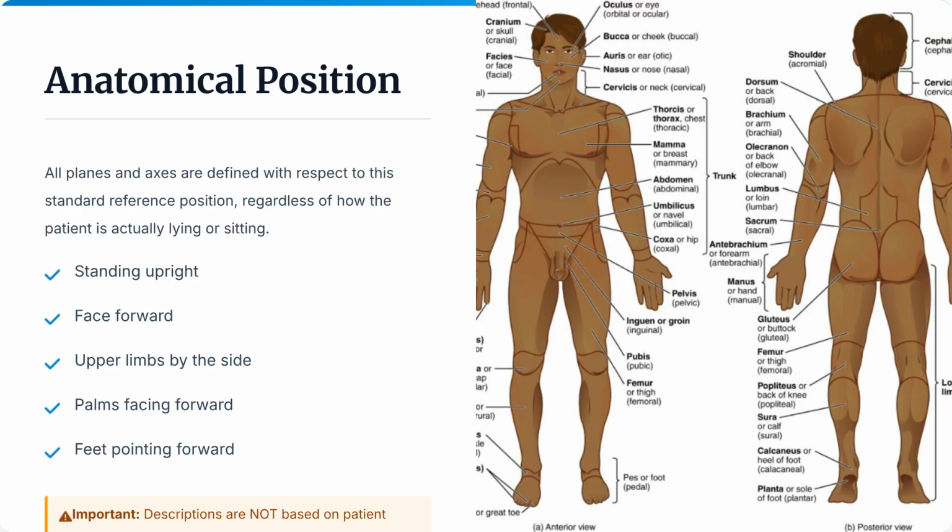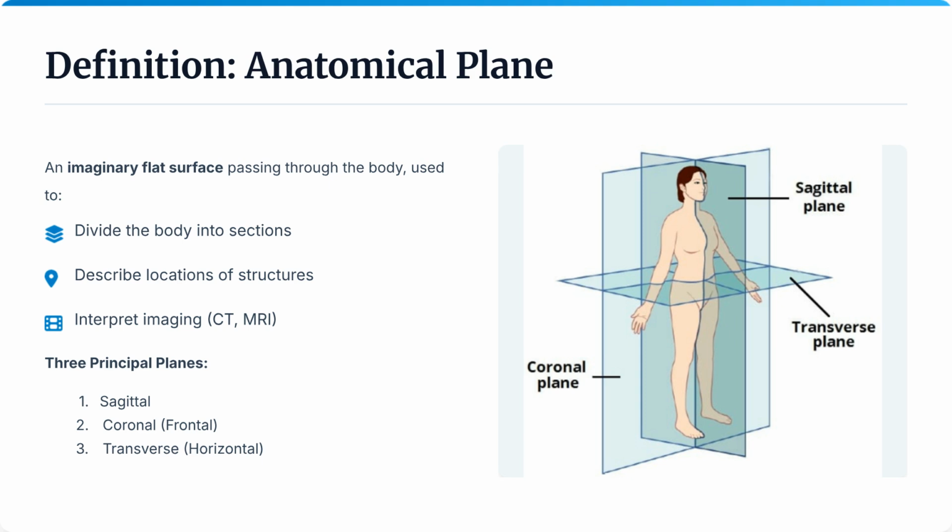All anatomical descriptions are based on the standard anatomical position, regardless of the patient's actual posture. This position is standing upright, face forward, upper limbs by the side, palms facing forward, and feet pointing forward. An anatomical plane is an imaginary flat surface used to divide the body into sections, describe locations, and interpret imaging. The three principal planes are sagittal, coronal, also known as frontal, and transverse, also known as horizontal.